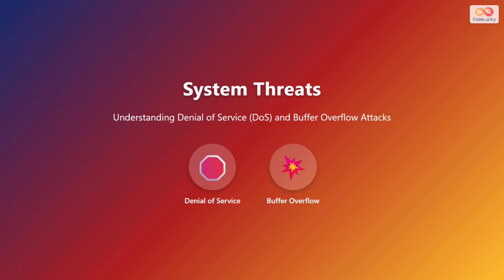In this module, we will explore system threats, specifically focusing on understanding denial of service, often called DoS, and buffer overflow attacks. Denial of service attacks aim to make a system unavailable, while buffer overflows exploit vulnerabilities in memory management. Let's delve into each of these threats in detail.